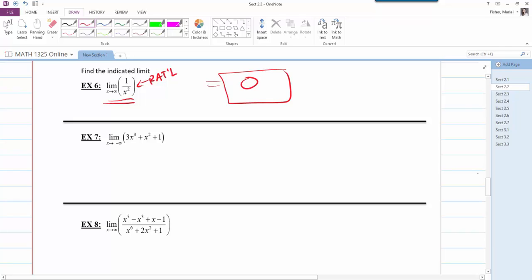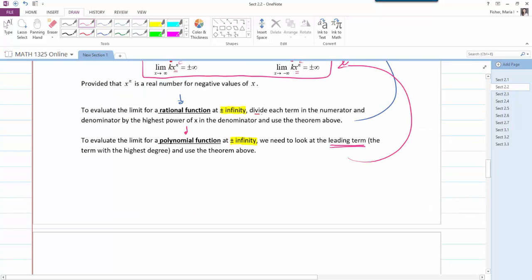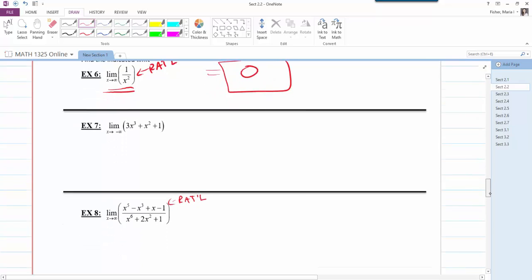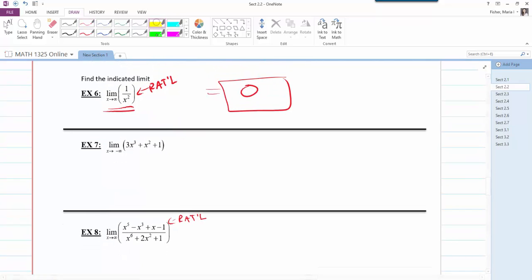Number 8 is also a rational function, but it's not in the same format as the one above, right? The one above is just a number over x to a power. So for a rational function here, where it's not just one number over, what we want to do is divide each term in the numerator and denominator by the highest power of x in the denominator. So the highest power of x in the denominator in this case is x to the 6th power.